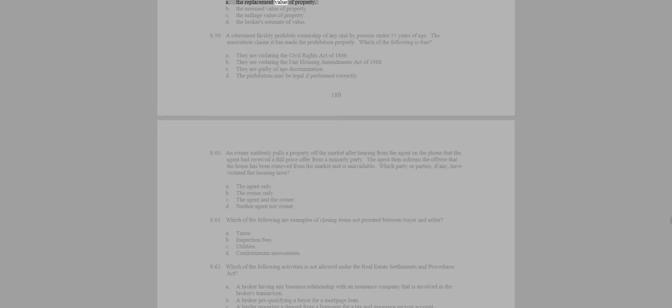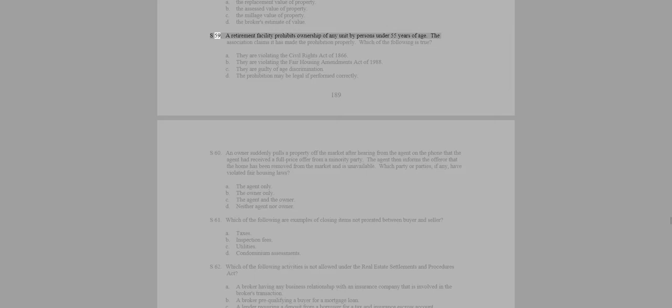S58. Ad valorem taxes are based on A. The replacement value of property. B. The assessed value of property. C. The millage value of property. D. The broker's estimate of value.